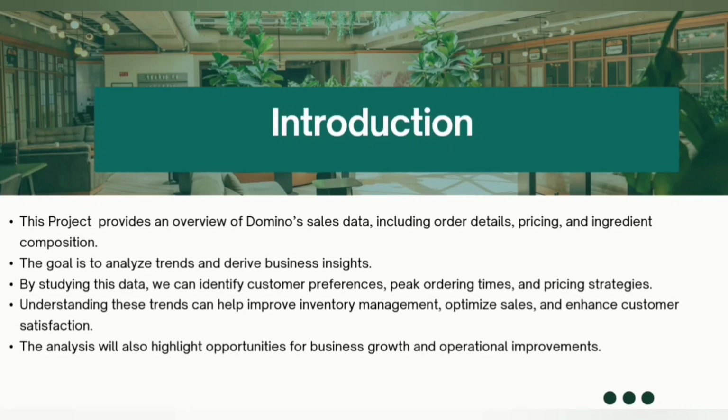By studying this data, we identify customer preference and peak ordering time. Peak ordering time refers to the particular time when the maximum number of customers buy a maximum amount of pizza. Pricing strategies: what pricing strategy does Domino's follow? Does it follow low pricing or high pricing according to customer preference?